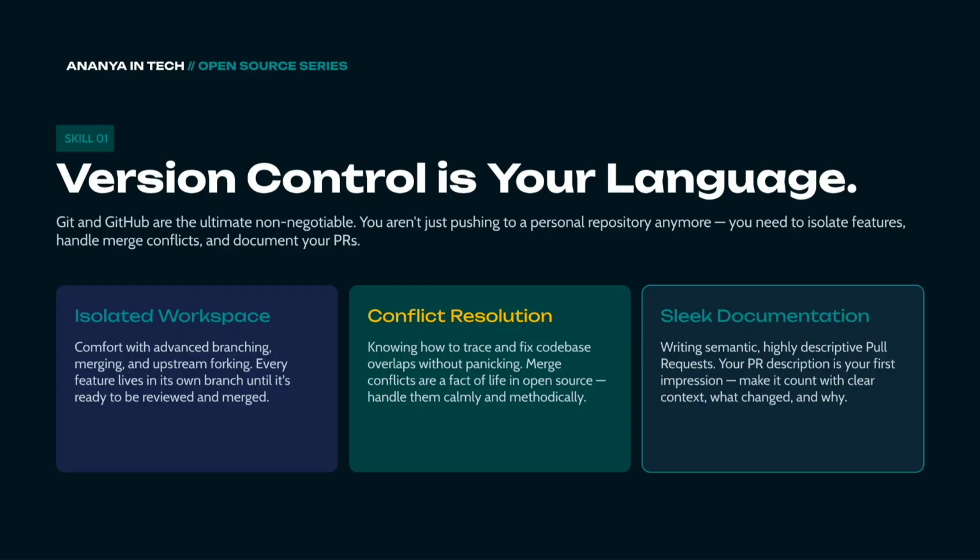And handling merge conflicts is knowing what to do when your changes conflict with someone else's. Lastly, making clean pull requests means writing PR descriptions that actually tell the maintainers what you changed and why. Think of Git as a language of collaboration. If you can't communicate through Git, mentors can't help you, no matter how good your code is.